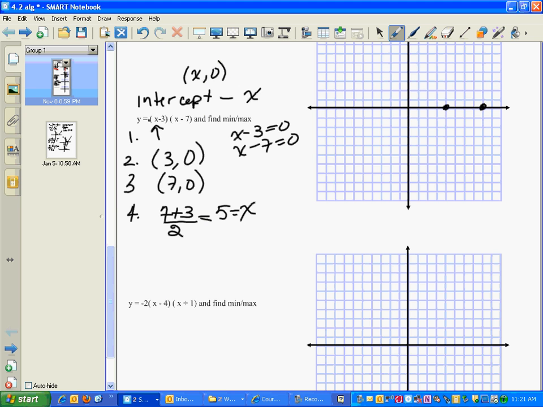How do you find the corresponding y? Plug it in. So y is equal to, parentheses, 5 minus 3, parentheses, 5 minus 7, 2 and negative 2. And these should usually be the same. So that's negative 4. Would you agree? So this is 5, negative 4. We said it should fall below those intercepts, and lo and behold, it does.